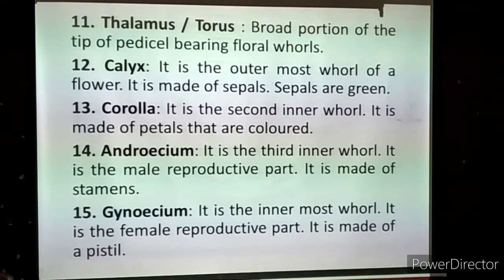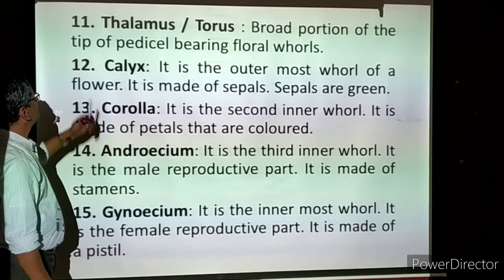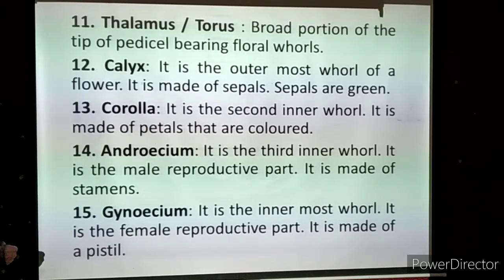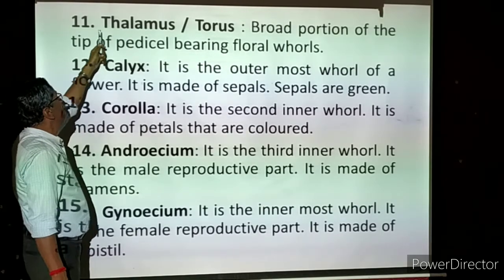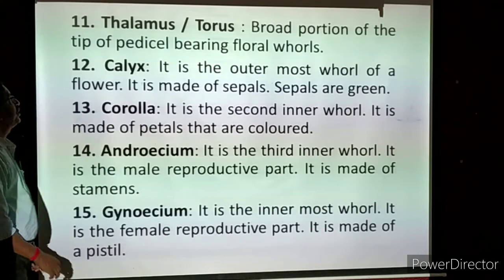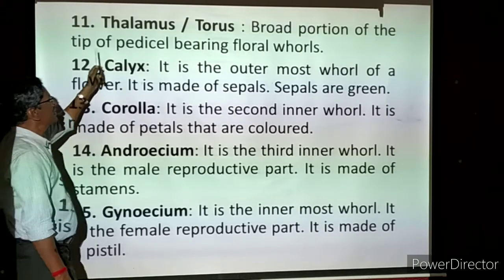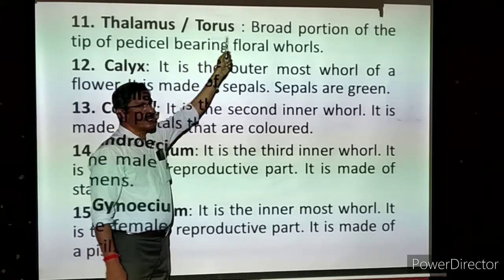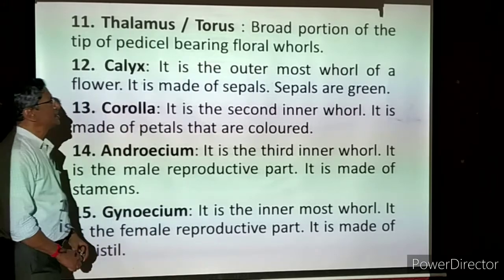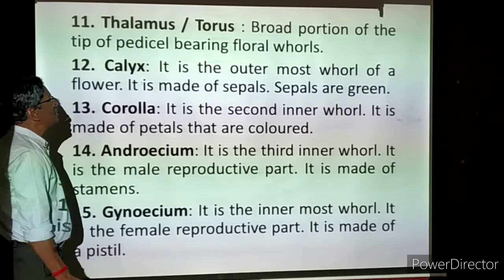Now, we are coming to the next terminology, thalamus. Okay, next one is thalamus. What is the meaning of thalamus? It is also called a torus. We have to see what this thalamus or torus is.